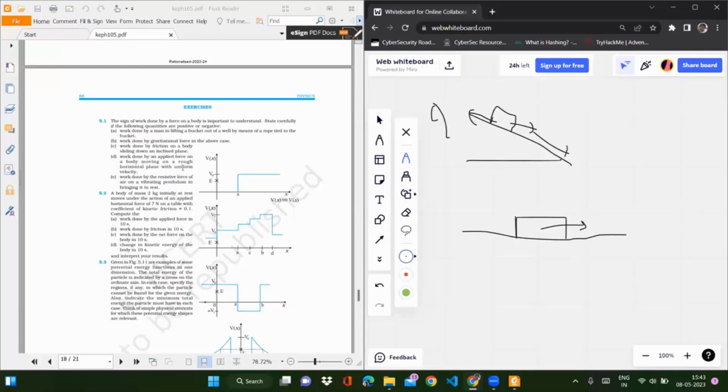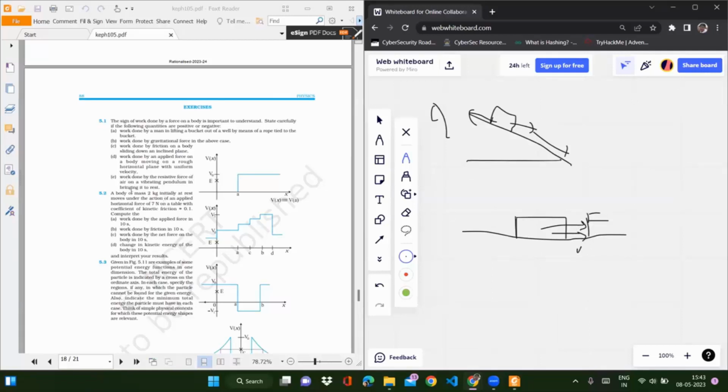As the body is moving with uniform velocity, it is moving in the direction of the force which is applied. So the direction of movement, that is the direction of velocity and force, is the same. So in this case, the work done will be positive.